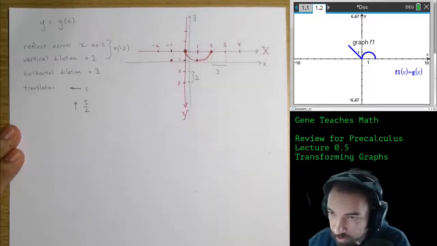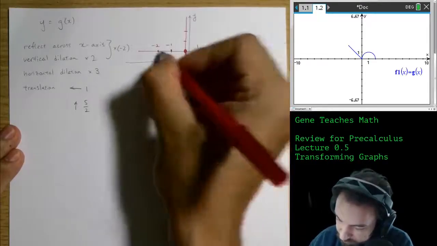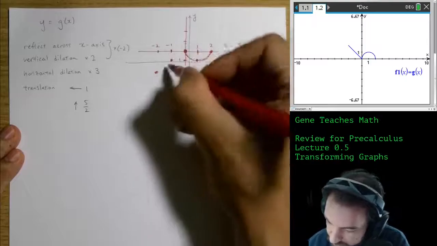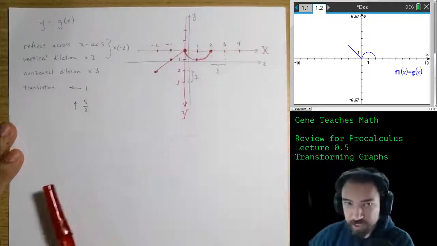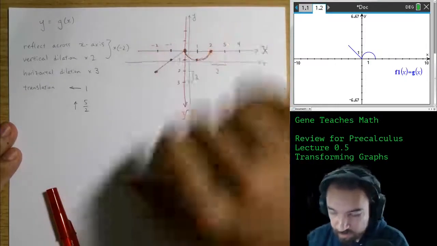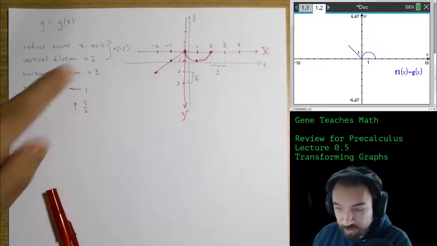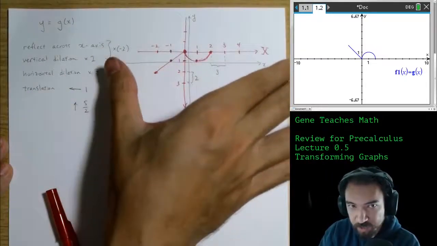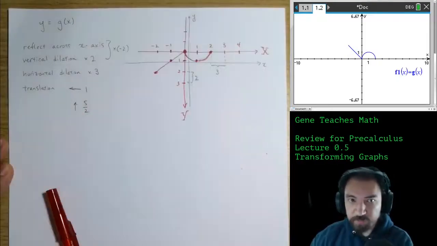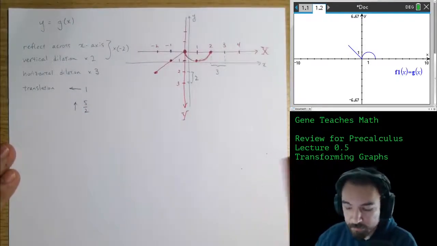And then at the top, -2, +2, -2, +2, right there. I would have this shape. So it looks like I've flipped it upside down, then I've stretched it twice, then I've stretched it 3 times that way, and I've moved it left 1 and up 5/2. Now let's do the math.